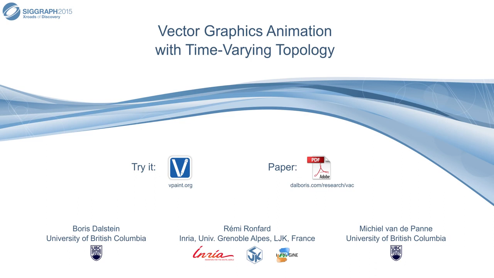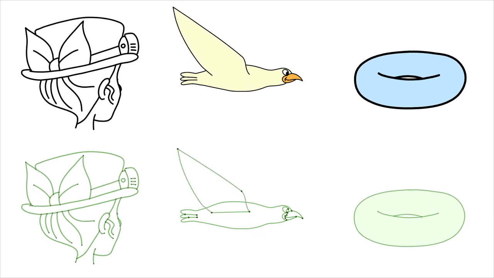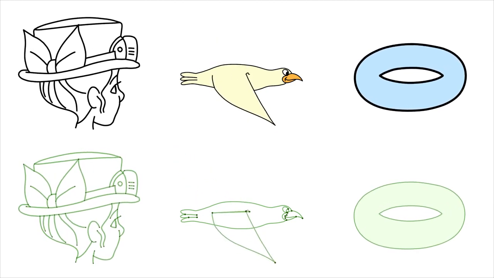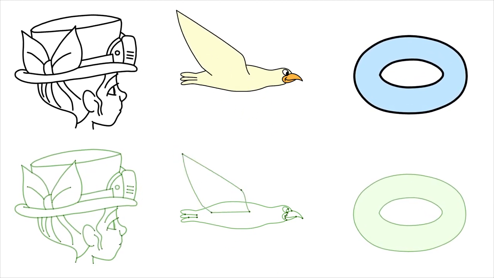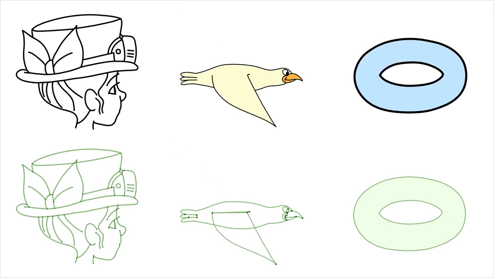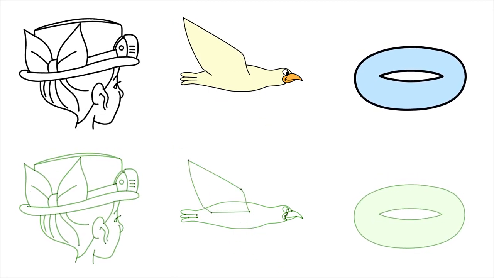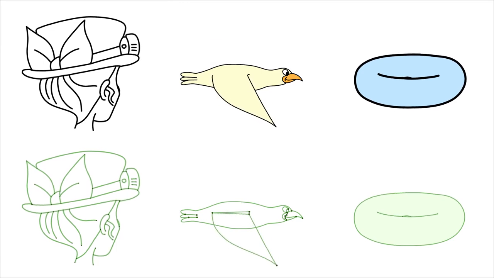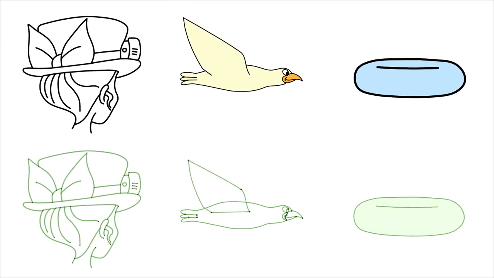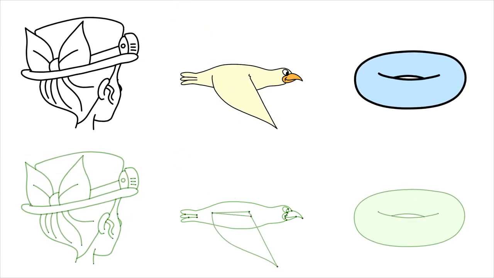In this paper, we introduce the vector animation complex. It is a data structure designed to represent animated vector graphics whose topology continuously changes over time. But before describing this structure, let's first convey some intuition about spacetime topology.